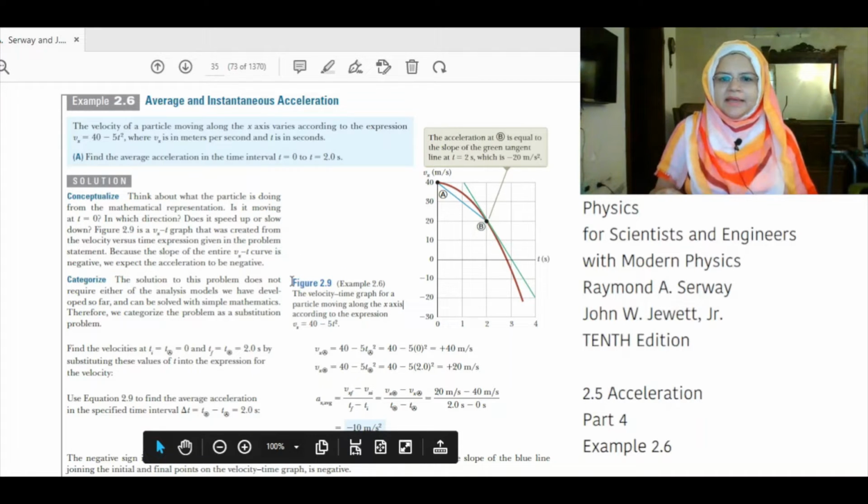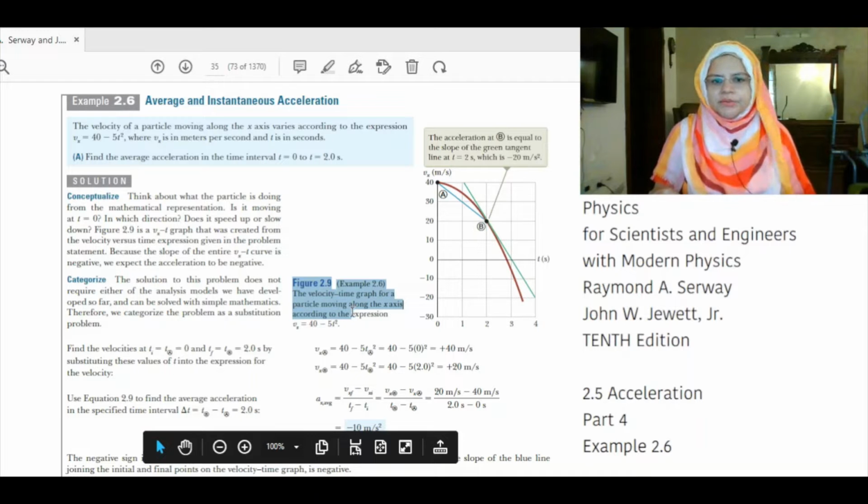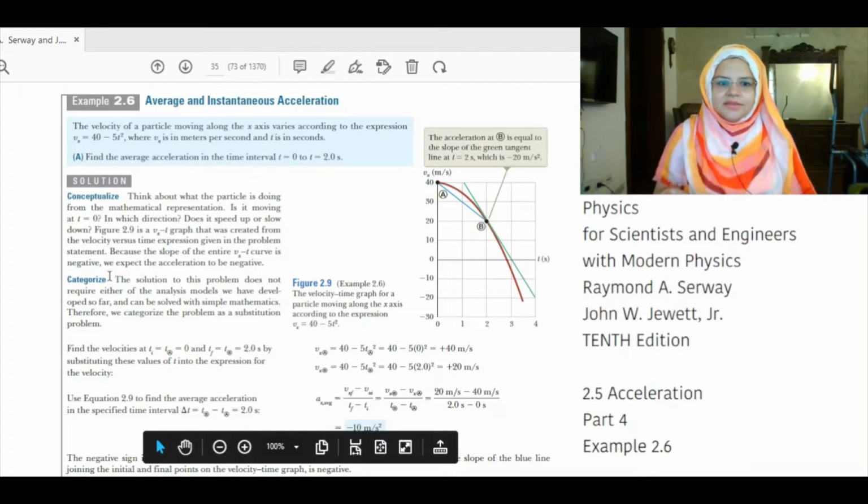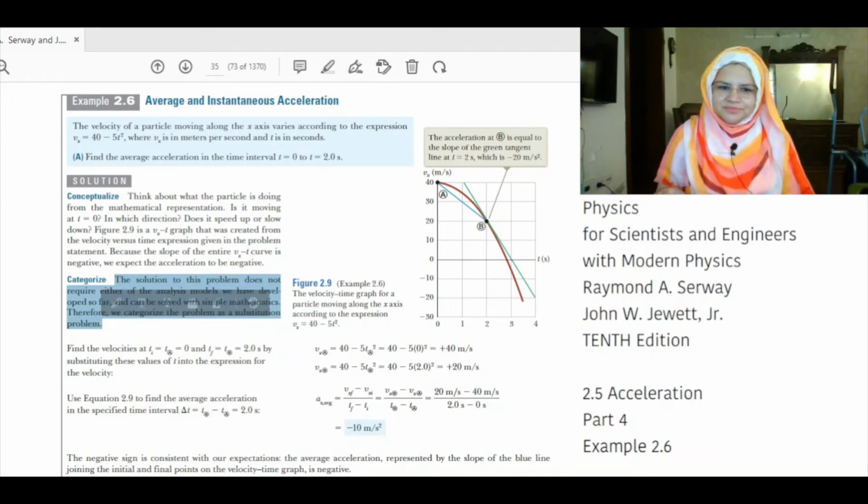Figure 2.9, example 2.6, the velocity time graph for the particle moving along the x-axis according to the expression Vx is equal to 40 minus 5t square. Categorize. The solution to this problem does not require either of the analysis models we have developed so far and can be solved with simple mathematics. Therefore, we categorize the problem as a substitution problem.